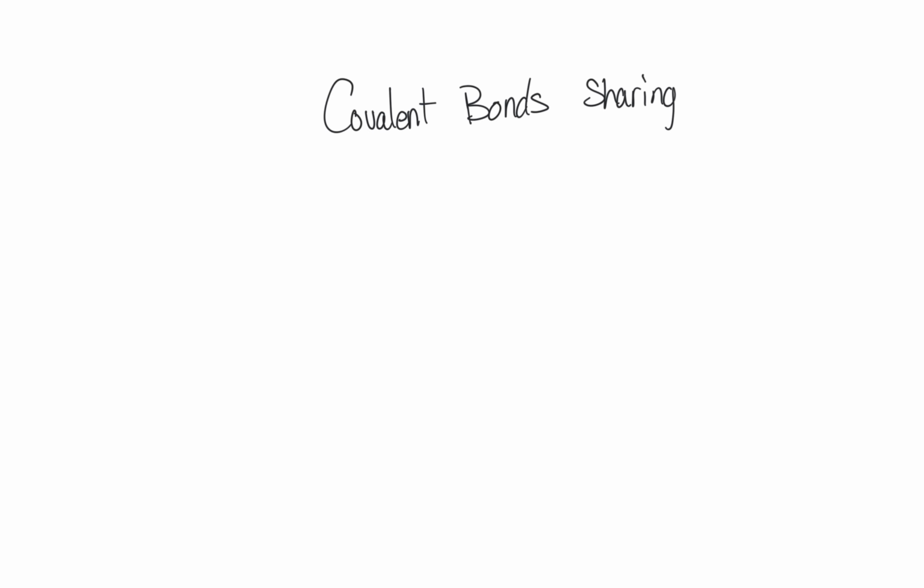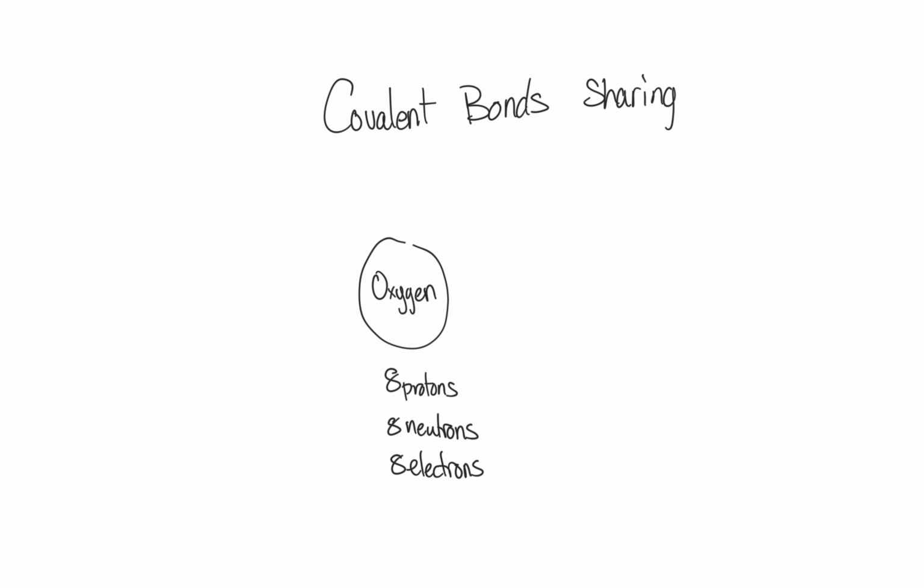Now, alternatively, with covalent bonds, again, this is sharing. We don't completely capture an electron, we end up sharing them. So the example here could be with oxygen. Oxygen has 8 protons, 8 neutrons, and 8 electrons. So in the first shell of electrons, oxygen has 1, 2, that makes it full. In the second shell, there's 6 electrons left. So oxygen has 1, 2, 3, 4, 5, 6. 6 plus 2 is our 8 electrons, and that's 2 away from full.